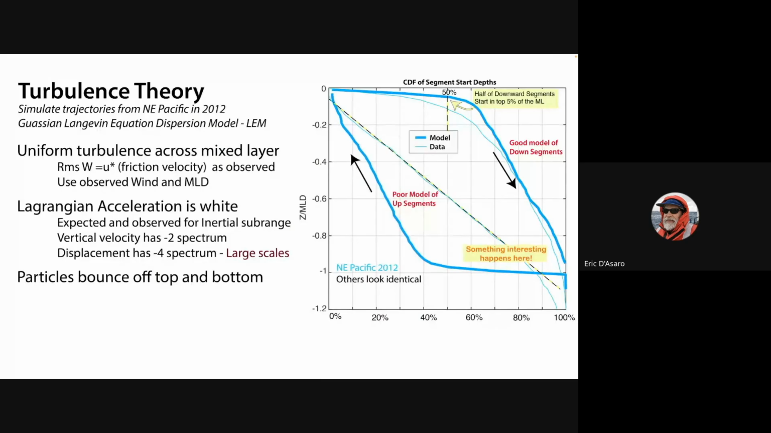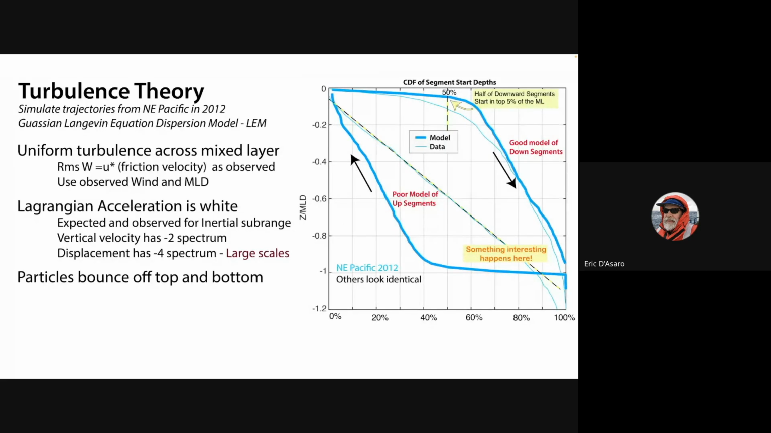Okay, you can derive that result really lovely using very classical turbulence theory. I'm going to simulate trajectories with a Gaussian Langevin equation, meaning I say I'm going to have some trajectories, and whatever the trajectories look like, their RMS W has to equal whatever it is in the observation. So that's easy enough to do. And I assume the Lagrangian acceleration is white. That's what you should have for a turbulent flow.